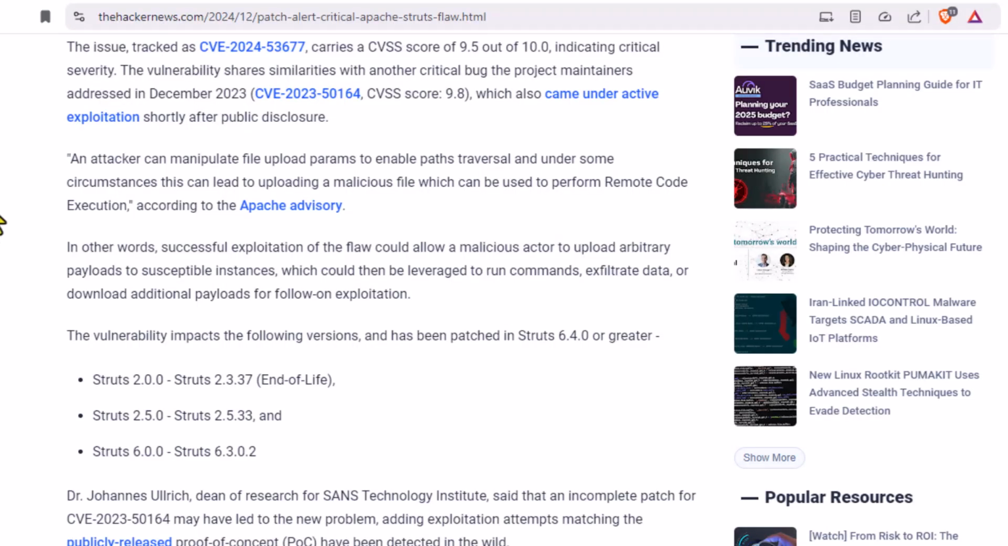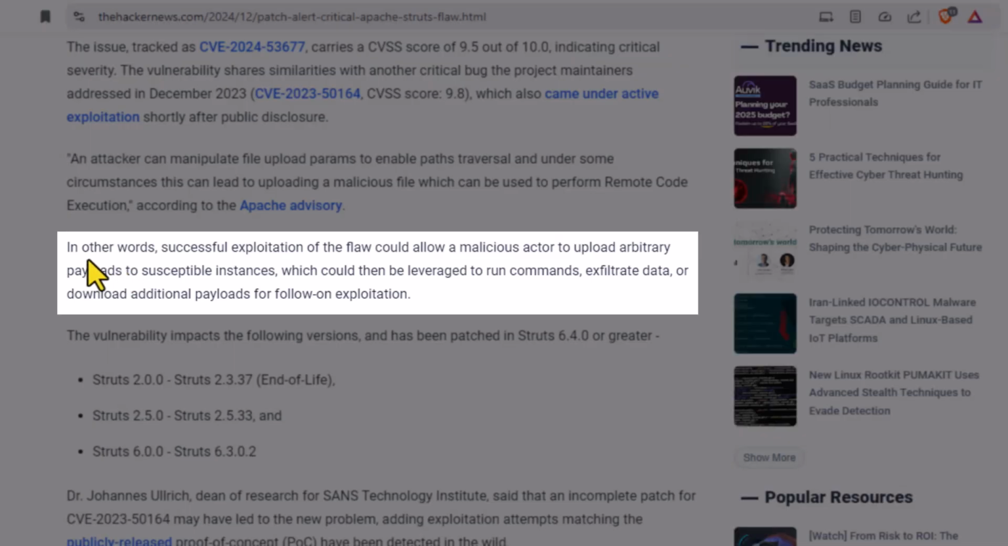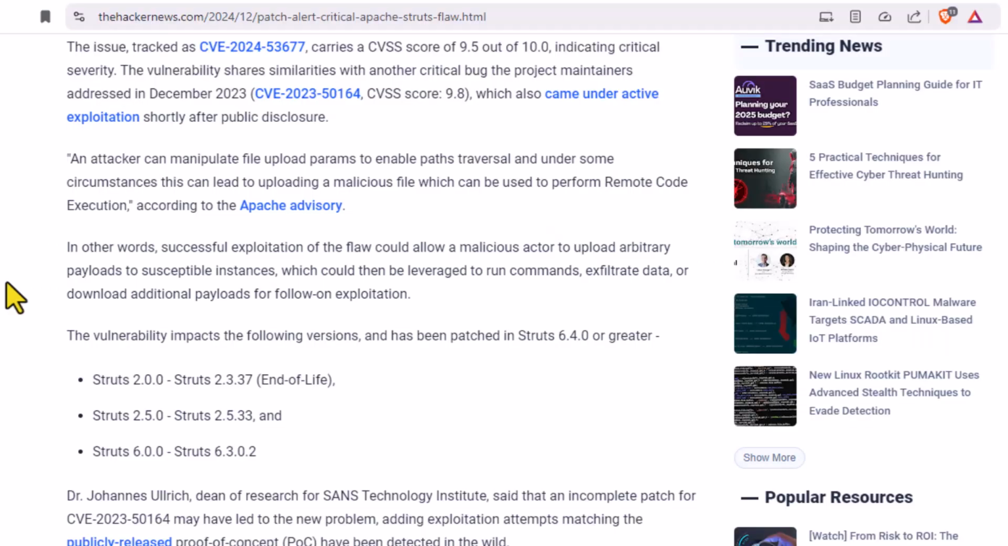And you can see that there's quite a few researchers here that have looked at this. It says, in other words, successful exploitation of the flaw could allow a malicious actor to upload arbitrary payloads to susceptible instances, which could then be leveraged to run commands, exfiltrate data, or download additional payloads. So you could continue being the gift that keeps on giving.